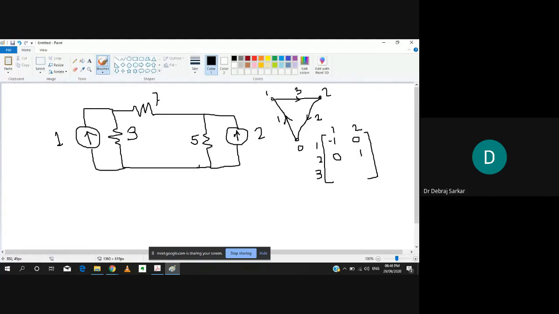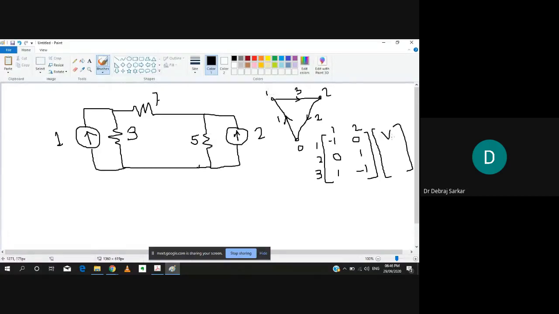Element 3 is this. What is the first value? 1. Element 3 is connected to node 1 and the orientation is away from node 1, so it is 1. And this would be minus 1. V bus would be nothing but the matrix containing the node voltages.